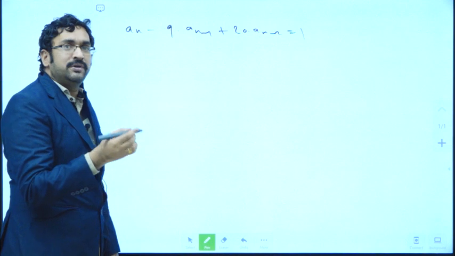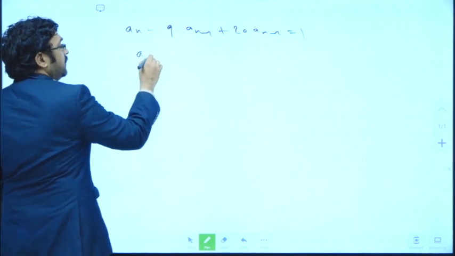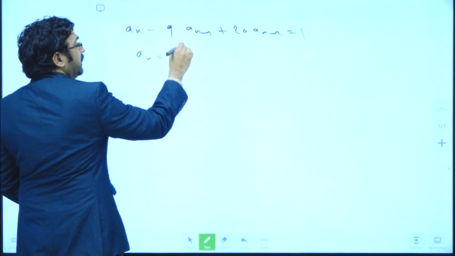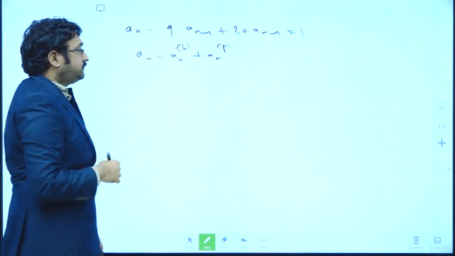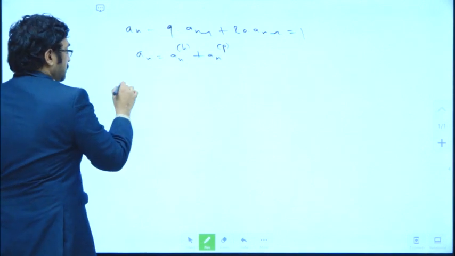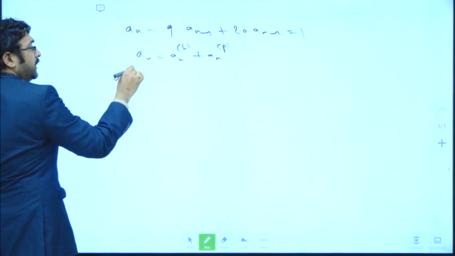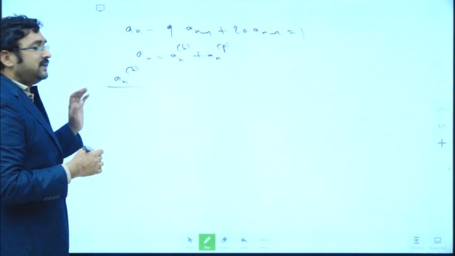So the general solution for the non-homogeneous recurrence relation will be a_n equal to a_n^h plus a_n^p. So first we have to solve the homogeneous part. So first we have to compute a_n^h. So how to compute the homogeneous part?